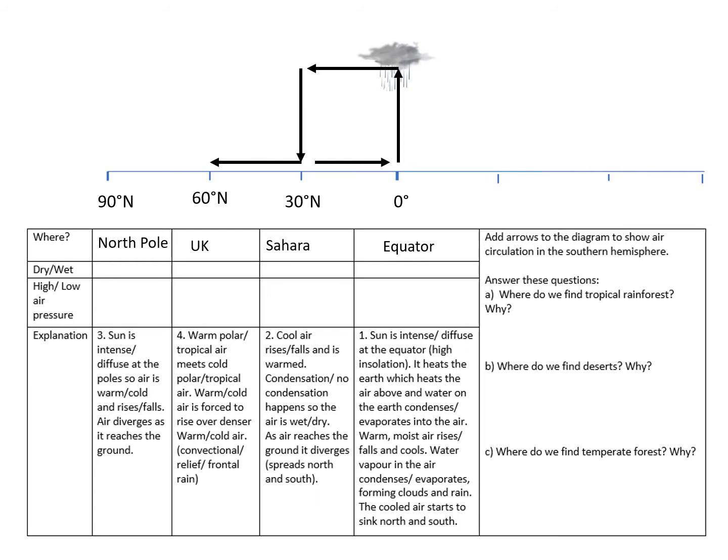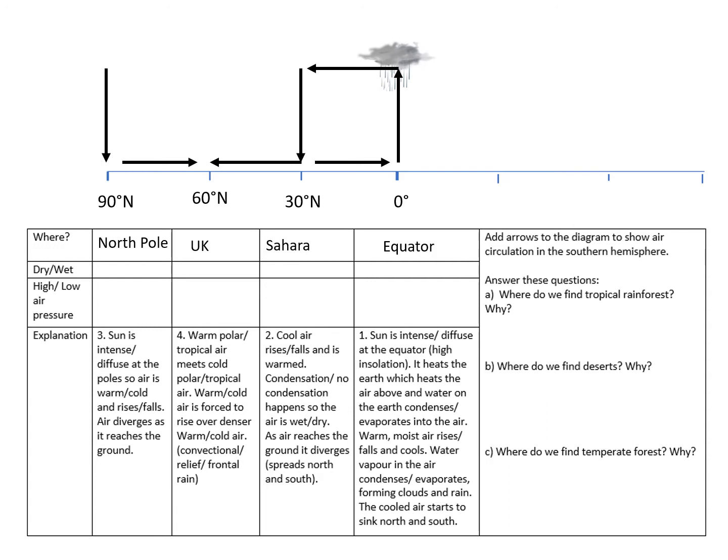Now, at the poles, the air is very cold because very little sunlight reaches it. The sun is very diffuse, spread out. And so the air over the poles is falling. And because it's falling, no condensation is happening, and you do not get rainfall at the poles. So the air falls when it hits the earth. It again spreads out south, back towards 60 degrees north.